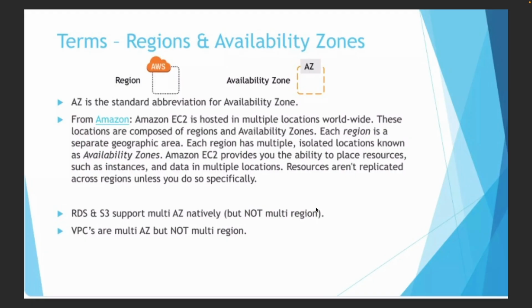Here's what's important to know. Amazon EC2 lets you place your resources and data in multiple locations. But here's the catch: resources aren't automatically replicated across regions unless you specifically set them up that way. Now, some AWS services handle multiple availability zones natively. For example, RDS and S3 support multi-AZ deployments right out of the box, but they don't automatically span multiple regions. Similarly, VPCs can stretch across multiple availability zones, but they are limited to a single region.